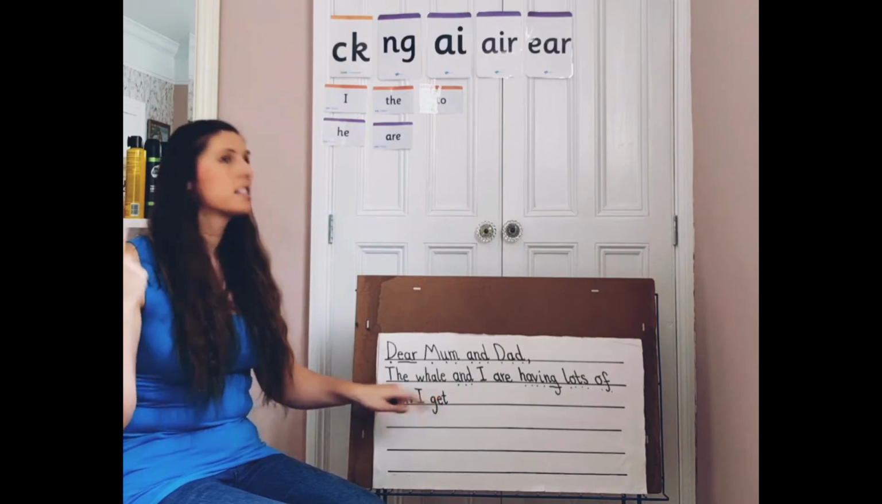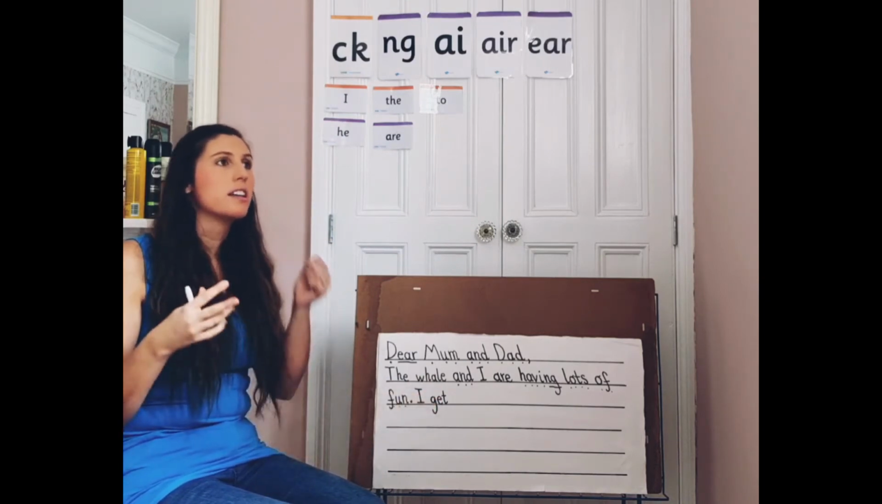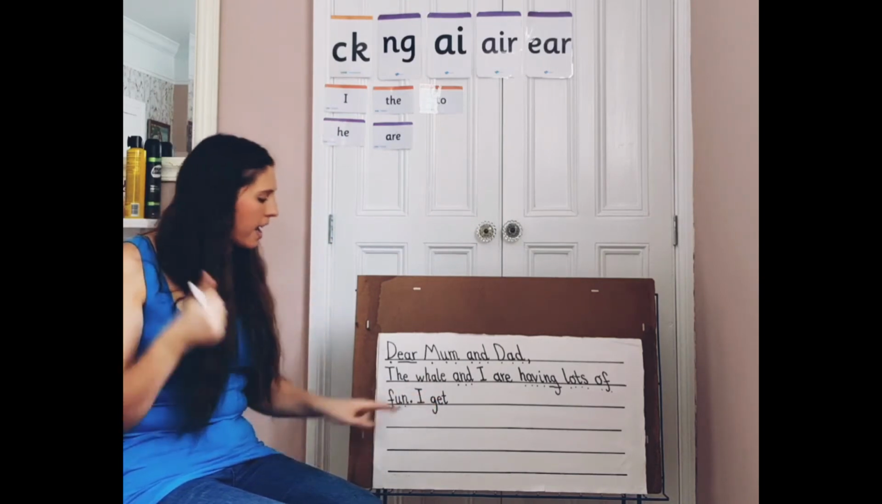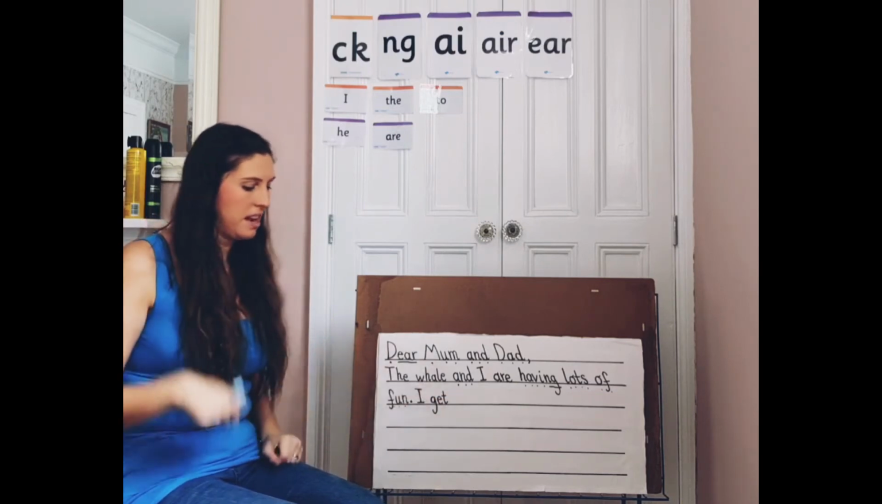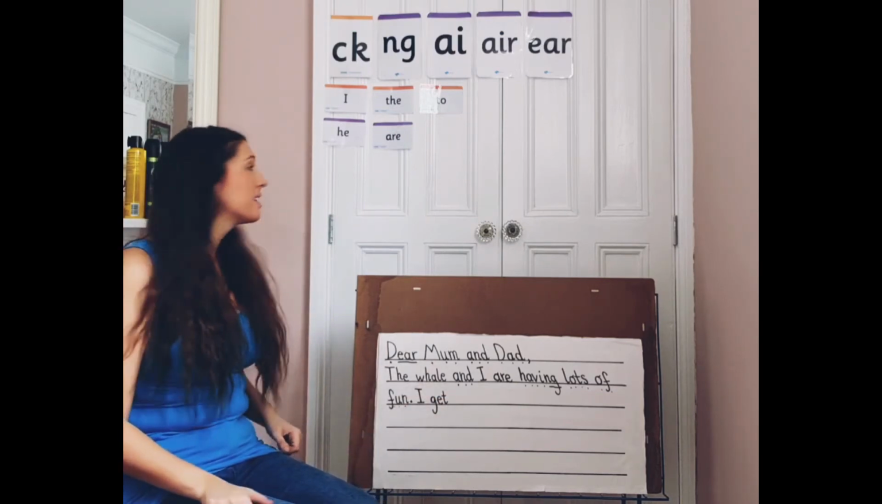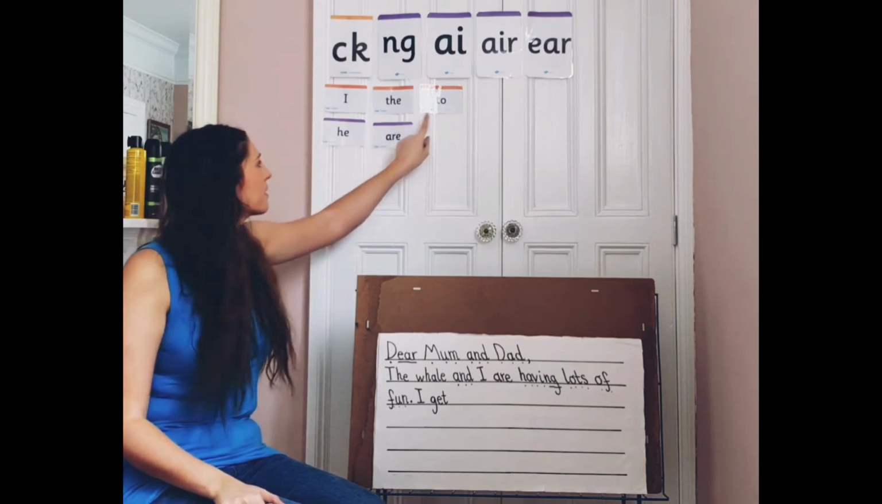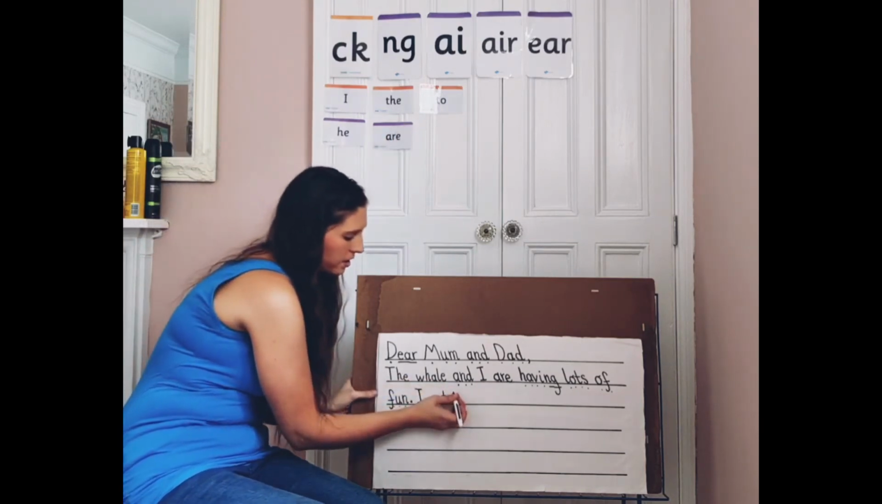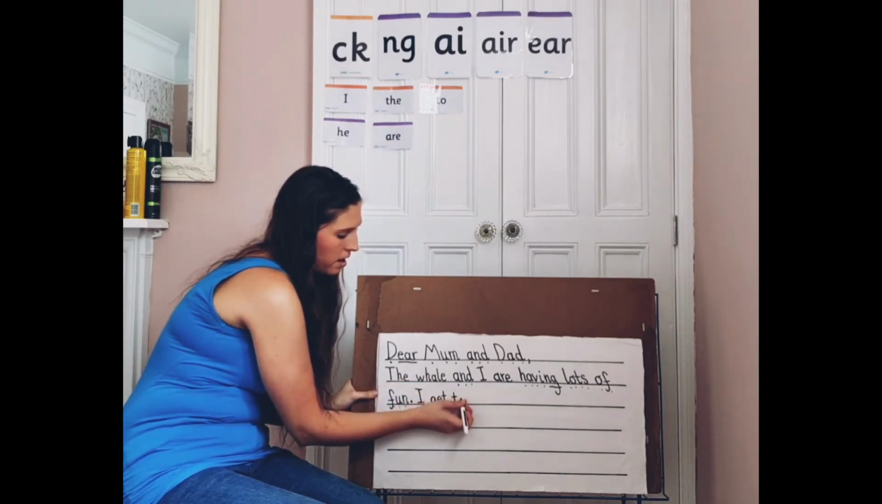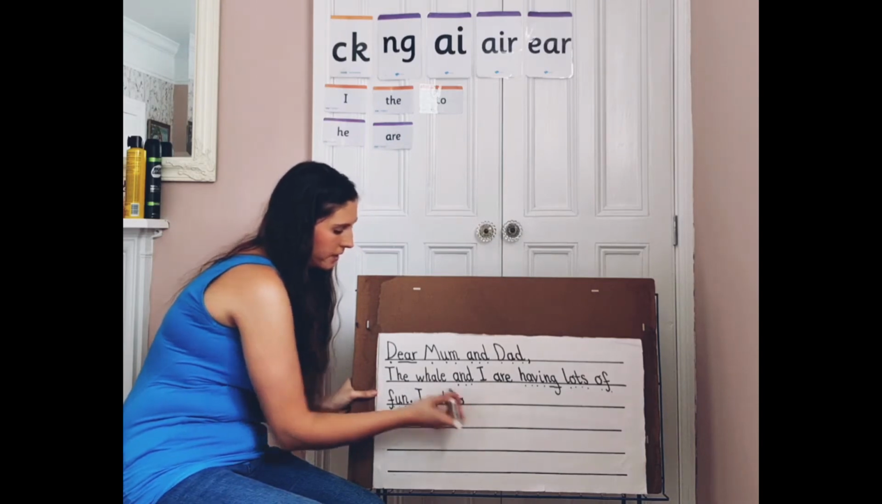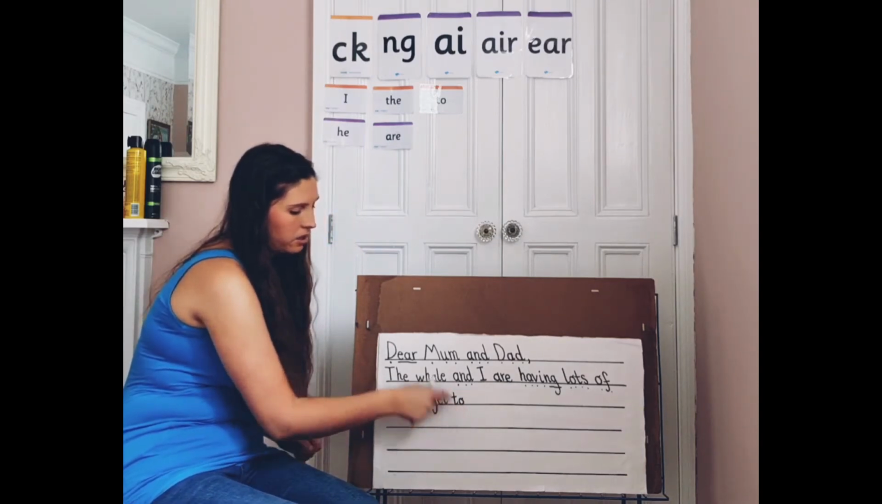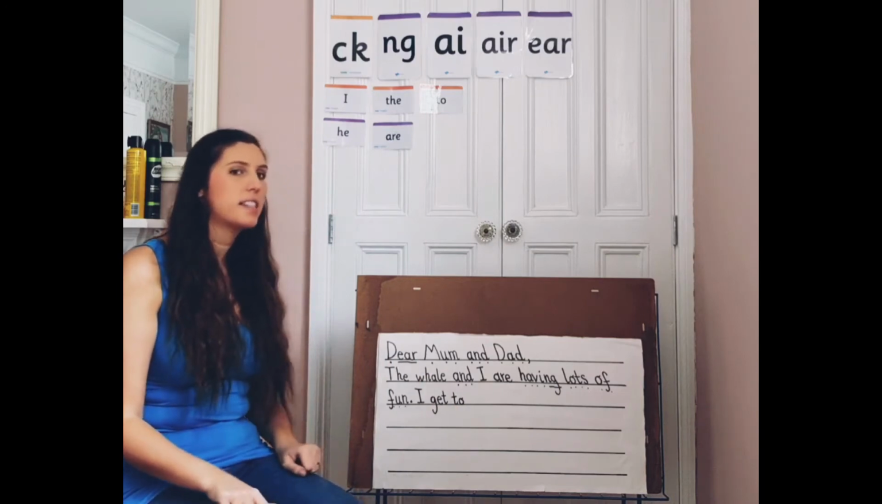I get to sit on his tail. I get to. The next word is to. Again, that's a tricky word. Can you see it? No, it is to. So it's a T and an O. I get to sit on his tail.